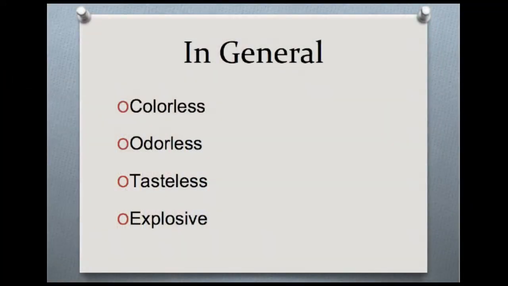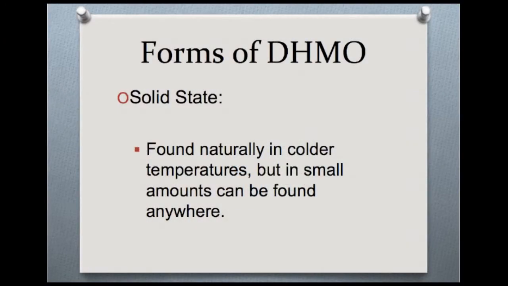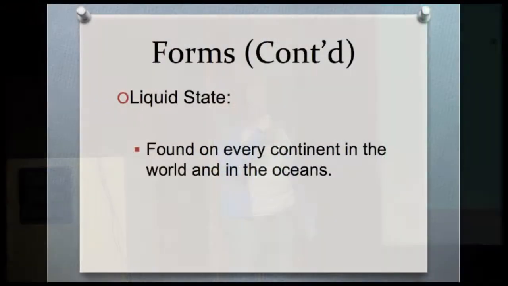It's colorless, odorless, tasteless, and if you combine it with certain other elements, it can be highly explosive. This is not very good. I would say so. But dihydrogen monoxide comes in all the forms. It can be found in a solid form, and in the solid form, it's very dangerous, especially on the roads. It's found naturally everywhere, primarily in colder climates, but it can be found in small amounts everywhere.